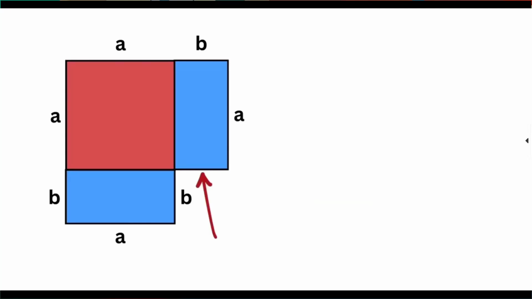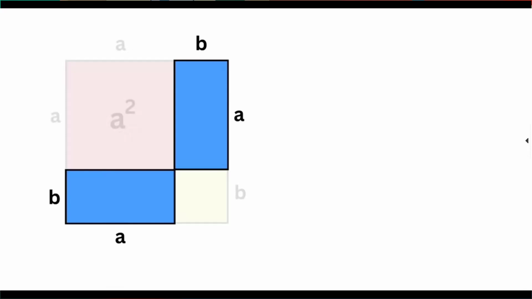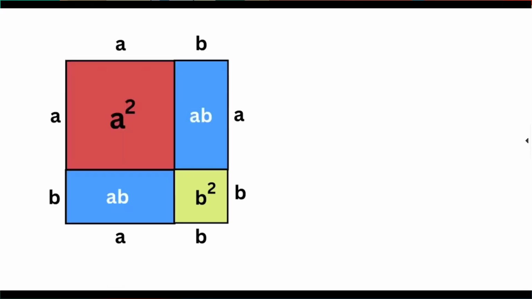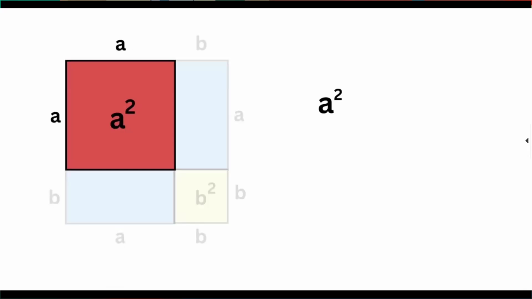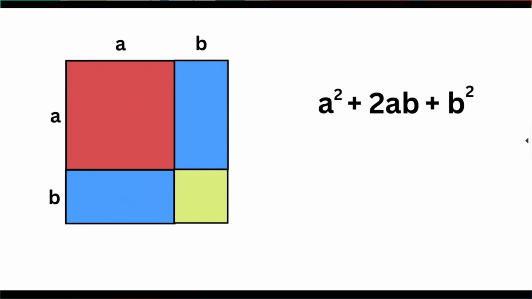Now when we fill out this area with this green square, it is B by B. This square has area B square. Now both the two rectangles have the area AB, and the last square has the area of B square. Now adding the areas, that is A square plus AB plus AB, that is 2AB, plus B square.